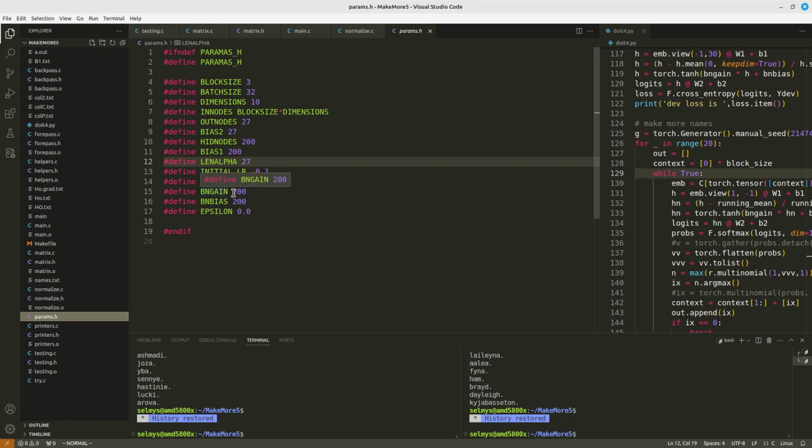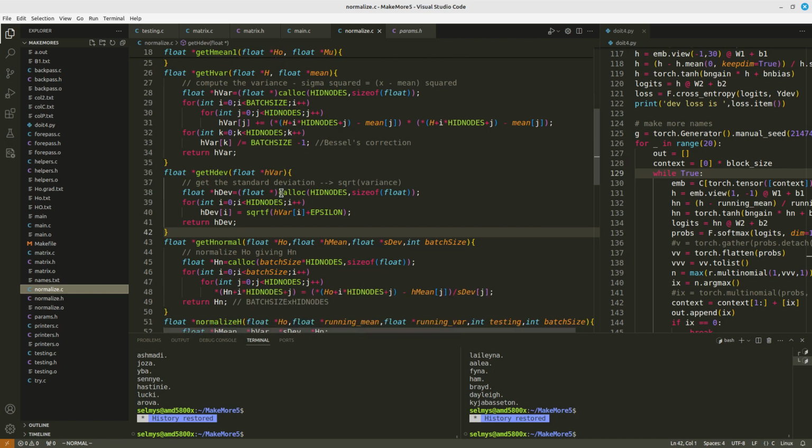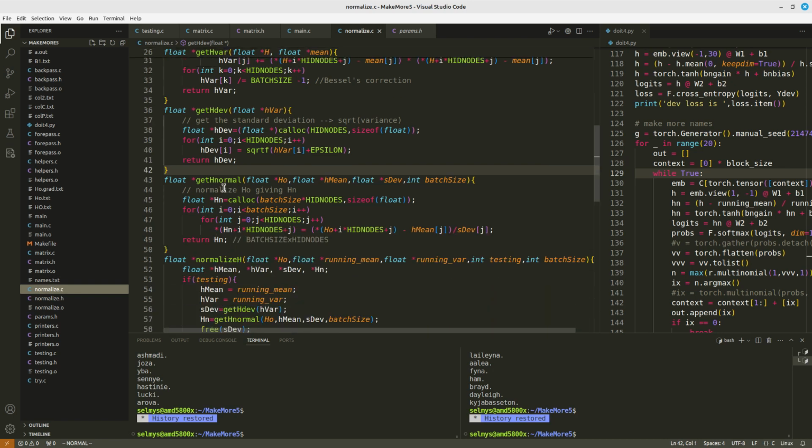For just after normalization, we used the gain and the bias, these two vectors of 200 each, and epsilon I just set to 0. So if I go back to normalize, then finally we get this function here, get normal. Okay, normalize HO giving HN. So we started out with this array here called HO, which is like our first linear layer basically, and we end up getting HN, which is the normalized layer.